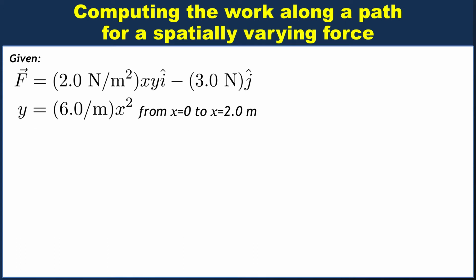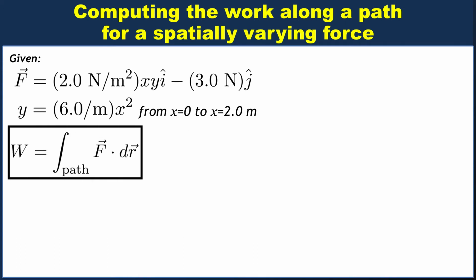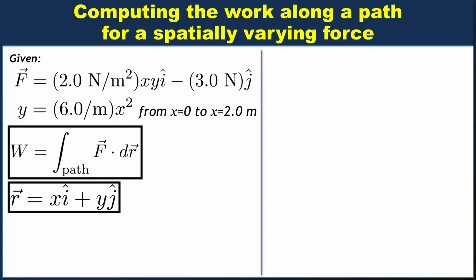That established, we don't actually need the graph of the path anymore, so I'm going to erase that to make room for equations for work equals the integral of F dot dr and the position vector r equals x i hat plus y j hat. Let's start by writing out this integral. So the work equals the integral made definite from x equals 0 to x equals 2 meters of F dot dr.